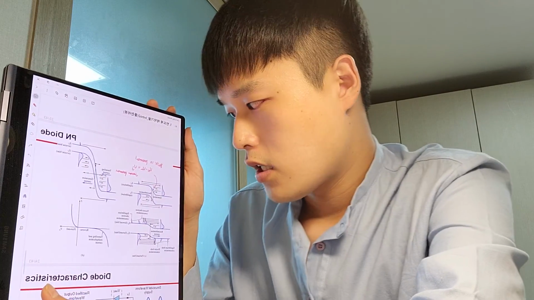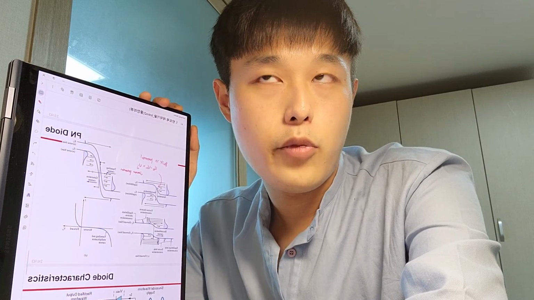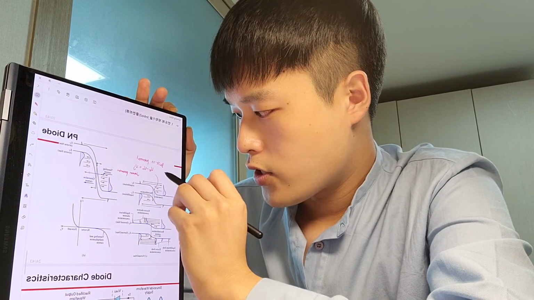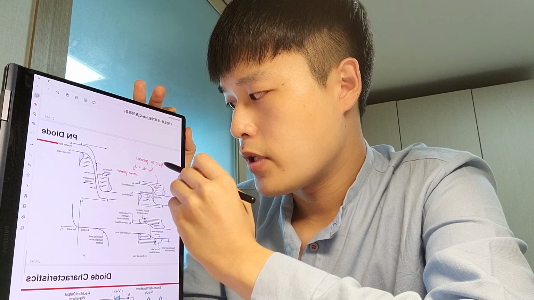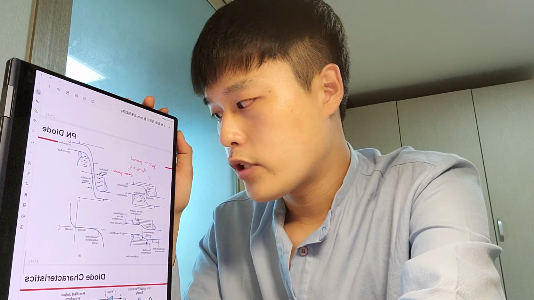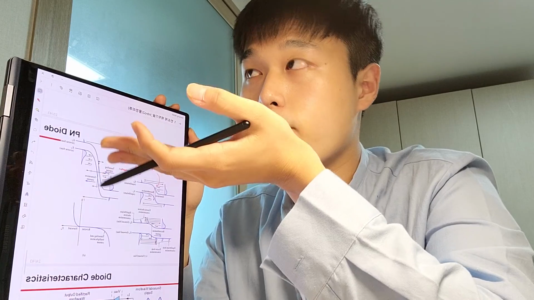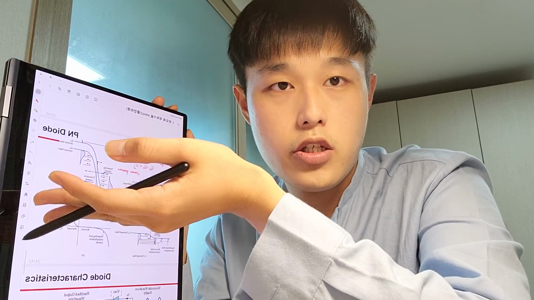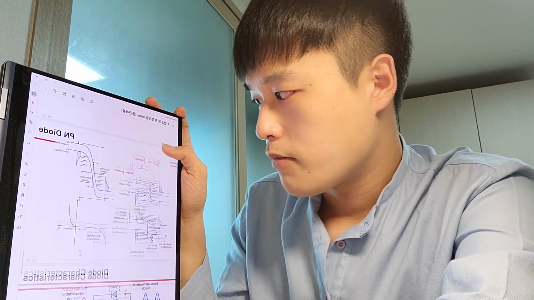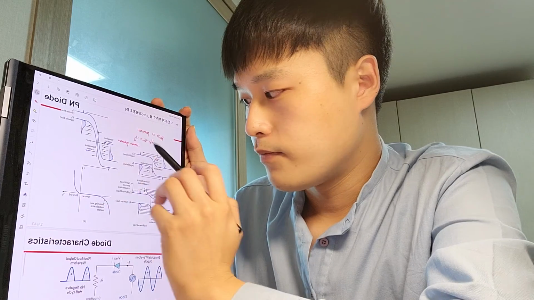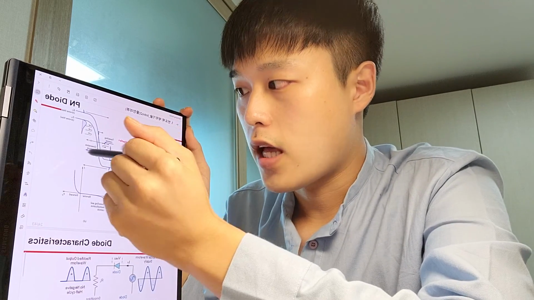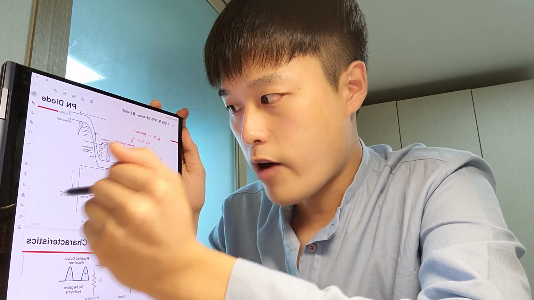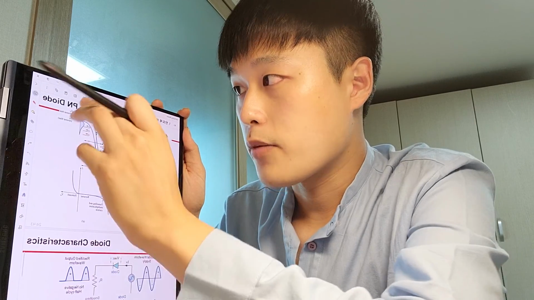In the PN diode part, the built-in voltage is the barrier of the energy band. So this point is the built-in potential. Built-in potential minus some bias, we get the junction potential VJ, and such as reverse bias and forward bias, we can draw a graph like this for the PN diode.